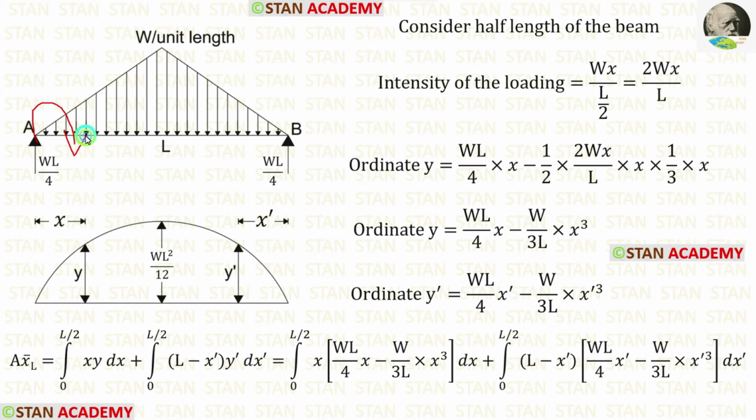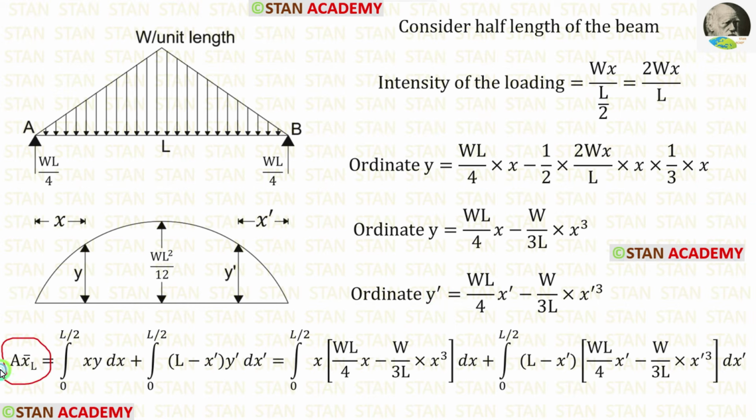This reaction is acting towards the section in the clockwise direction, so it will be positive and the distance is x. So WL by 4 into x. For the UVL, we have to multiply the centroid with the area. The area is half into breadth into height. For the height, we have already calculated the intensity of the loading. We can apply that. We are calculating moment towards the right side, so the centroid will be 1 by 3 into x. Finally, we are getting this. In the same way, we can calculate ordinate y dash.